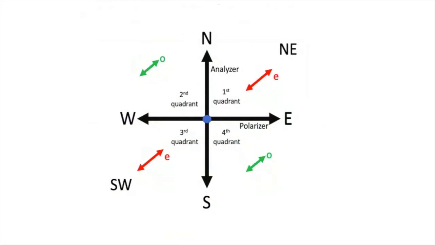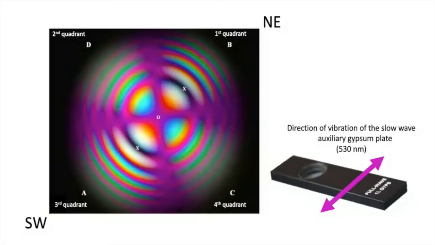Let's simplify even further and only consider in each quadrant the rays that vibrate in the same direction of the gypsum plate. Now, when we insert the gypsum plate, we obtain a yellow retardation color on first and third quadrants, and a second order blue on the second and fourth quadrants.